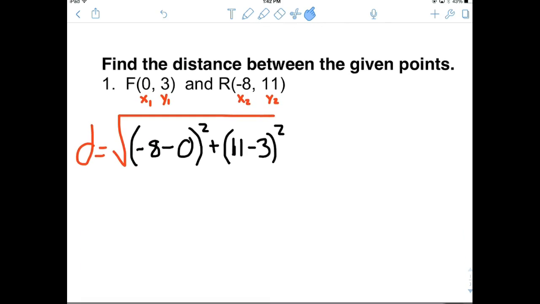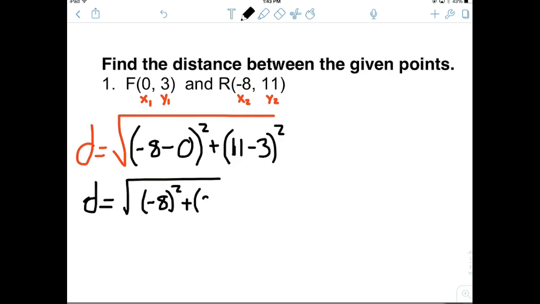Alright, this is the hardest part, setting up the formula. Now it's just a matter of adding, subtracting, and then making sure that you square everything correctly. With the distance formula, the last thing you'll do is the square root. But for now, we will simplify inside these parentheses. Negative 8 minus 0 is just negative 8. 11 minus 3 is positive 8.